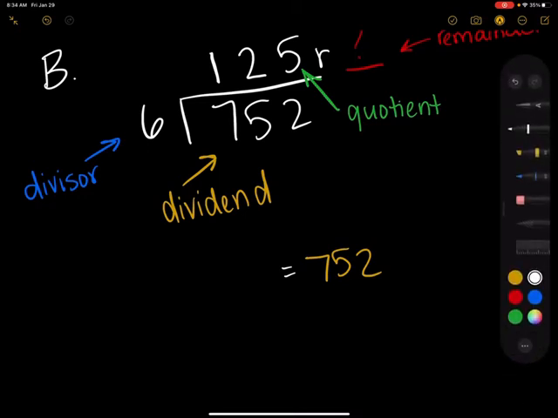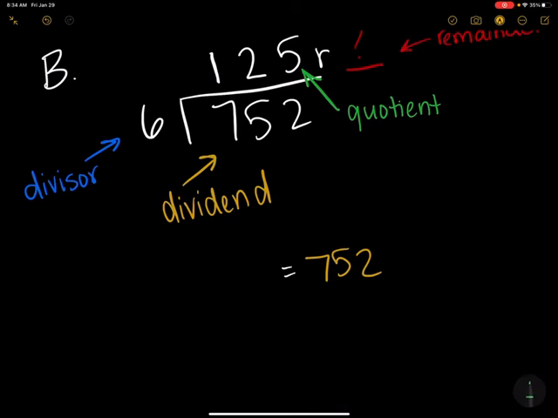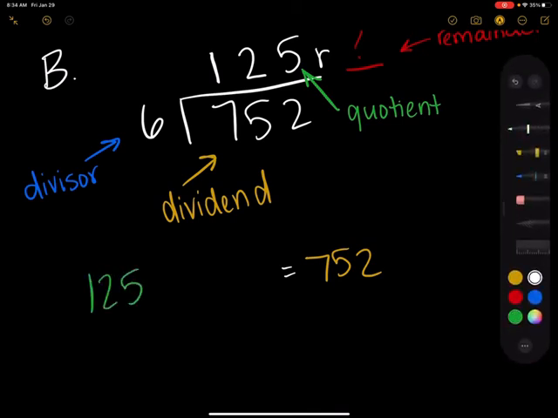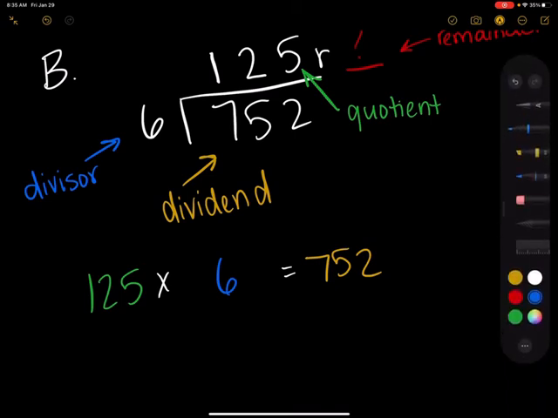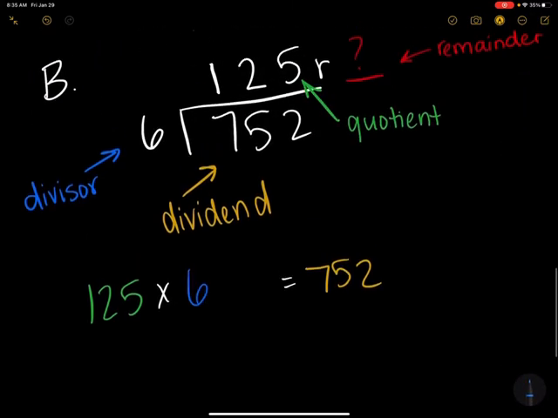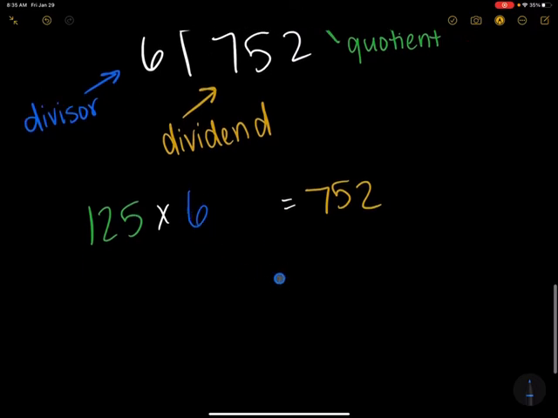And then it doesn't matter where you put the other two factors, so I'm just going to put 125 times 6. Okay, well actually let me move that over just a tad bit. Times 6, okay? And now what do we do with our remainder? Remember, that's what's left over that cannot be a group of 6. Okay, it cannot be a full group of 6. So we know it's going to be less than 6.